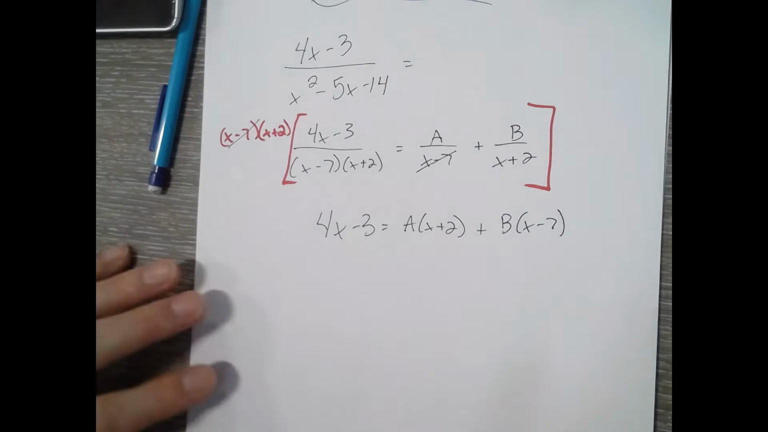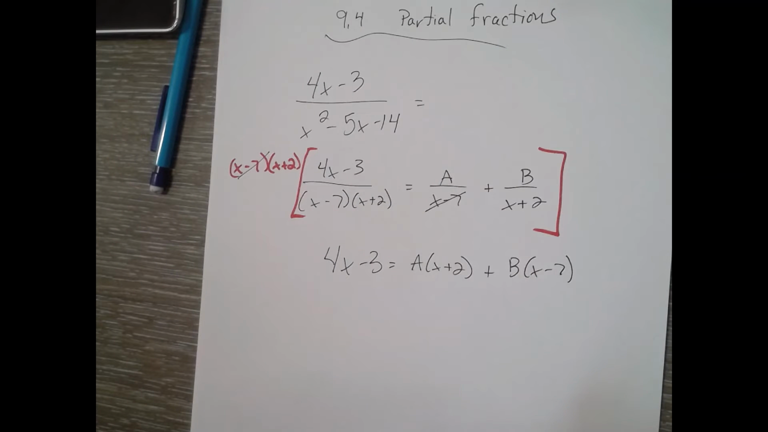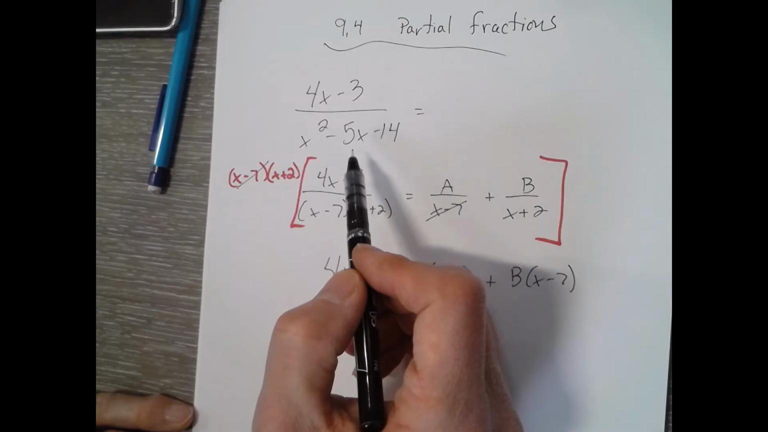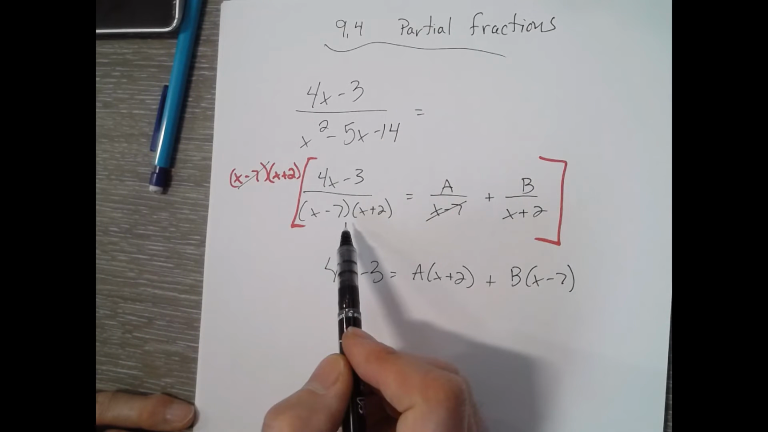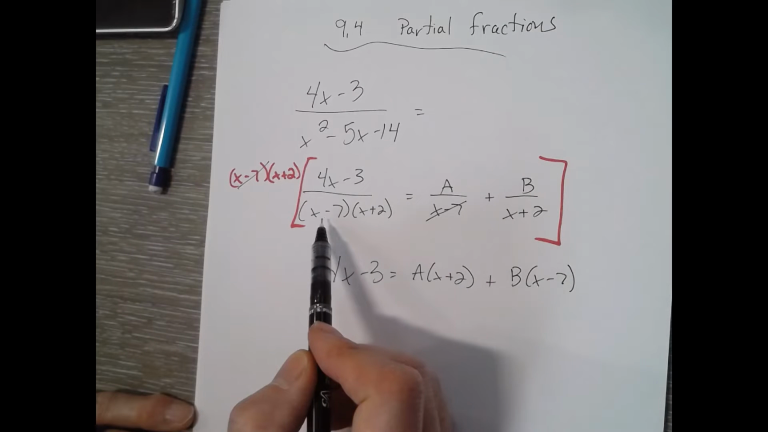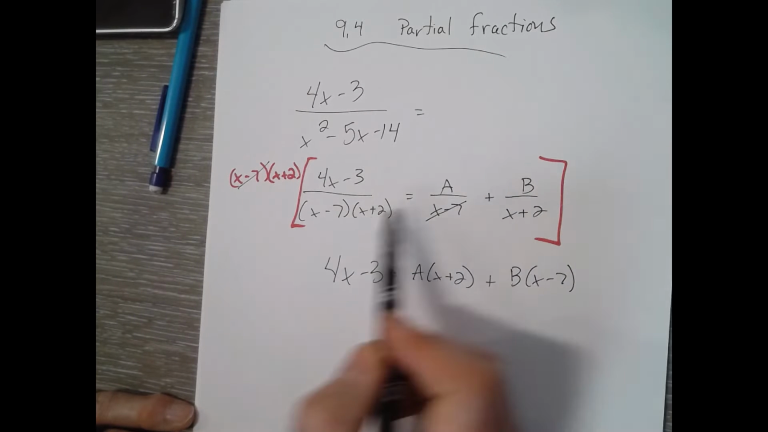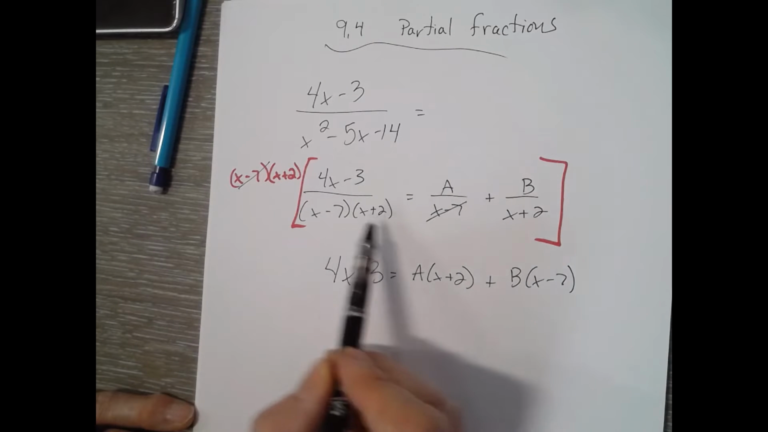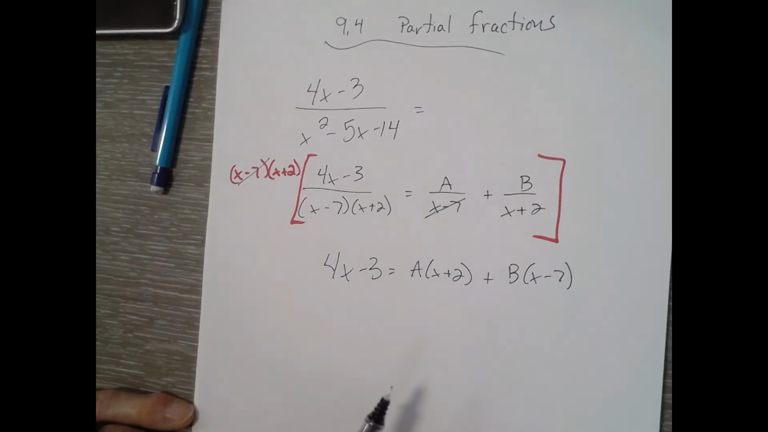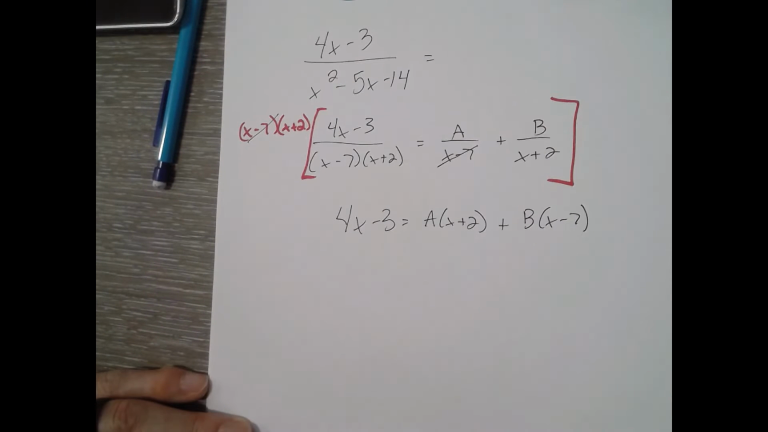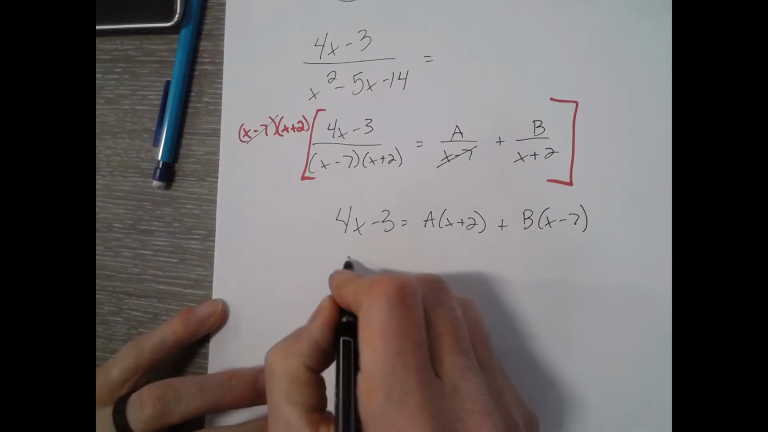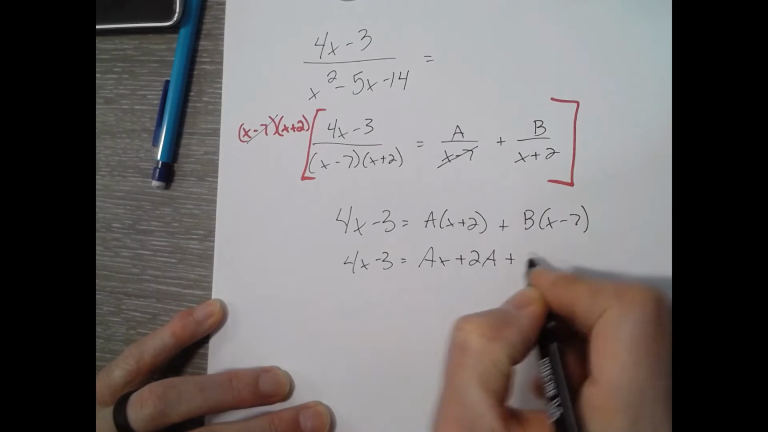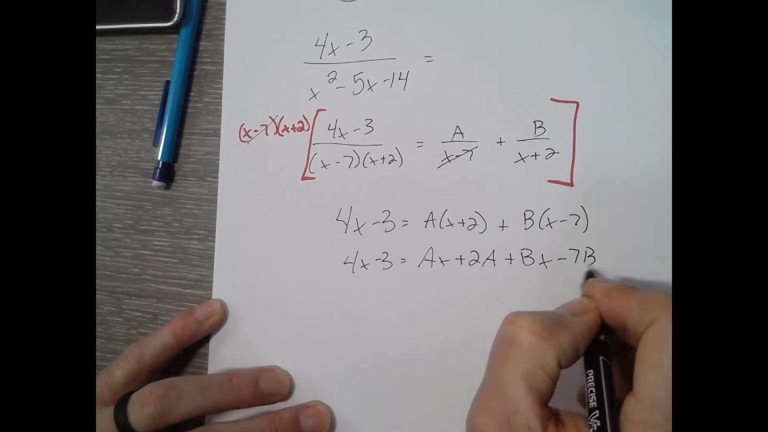So I'll review what I have done so far. We've got a rational expression. We factor the bottom. We assign A over the first factor, B over the second factor, and then we multiply both sides of the equation by this denominator right here, and this is what we get. Okay, so I'm going to get rid of the parentheses. So 4x minus 3 equals Ax plus 2A plus Bx minus 7B.